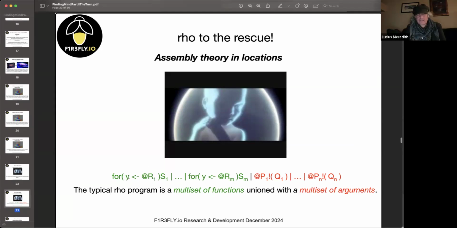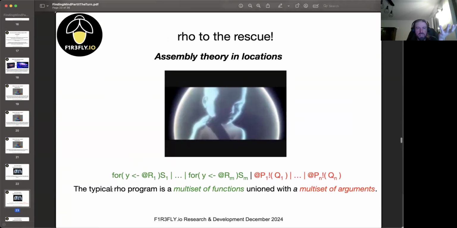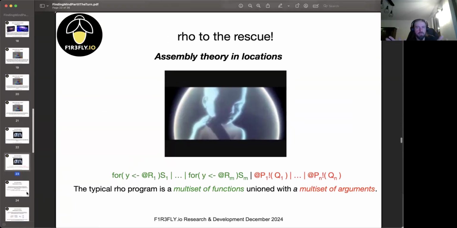So the function is lambda y s1. The tag is at r1. The argument is q1. The tag is at p1. This is literally quoting, and it is essential. Quoting is the most vital part in it. That's exactly right. That is the fixed point. Quoting, as I see it, is like a final or ultimate introspection, right? That seems very important.